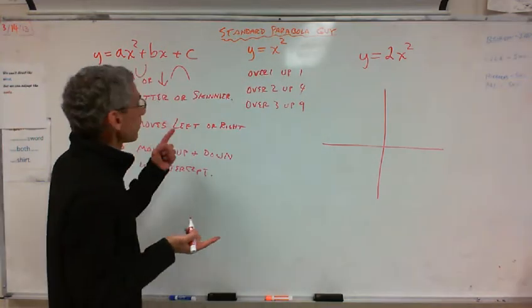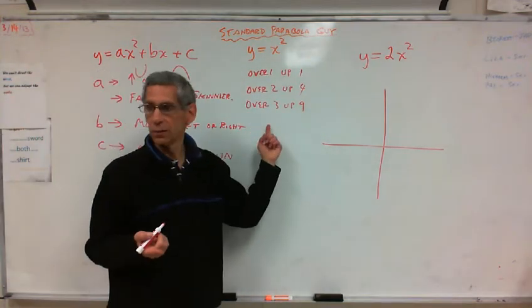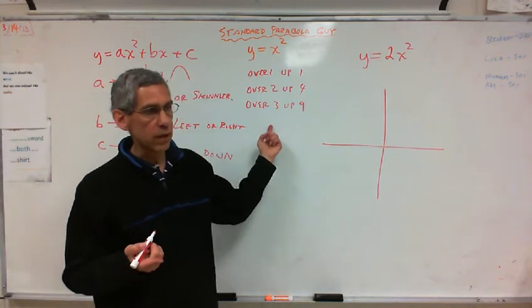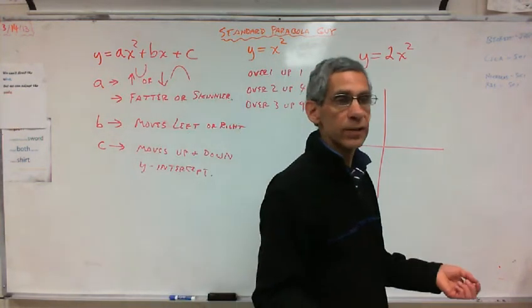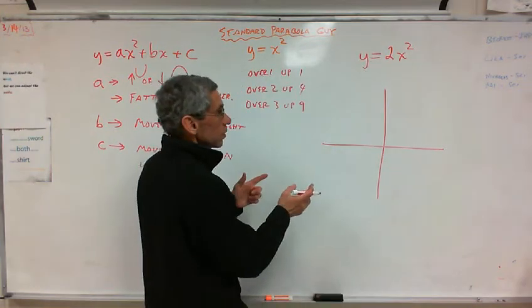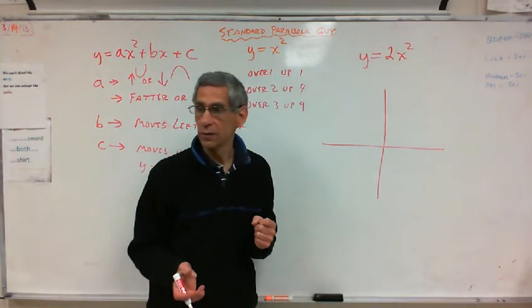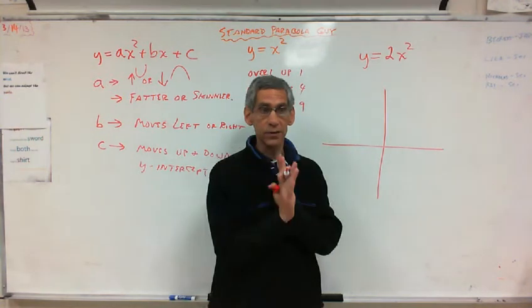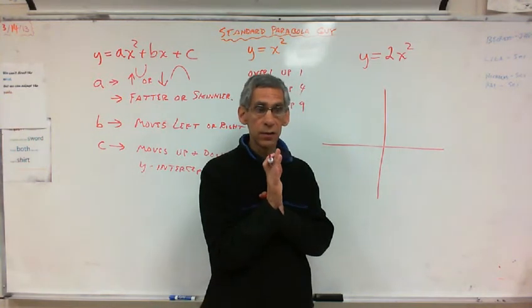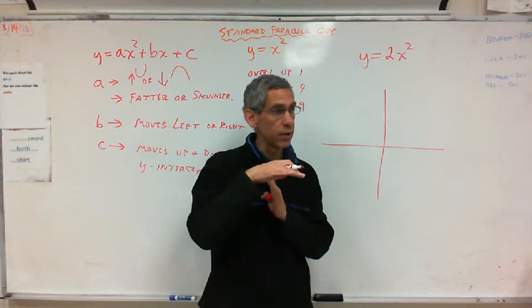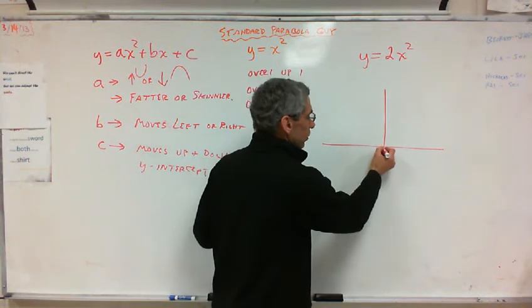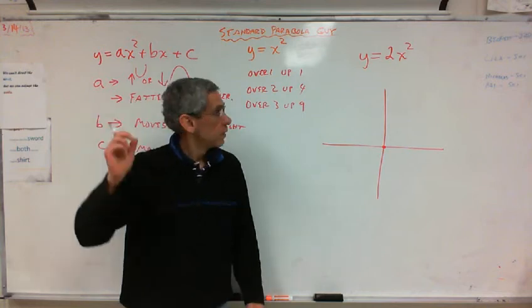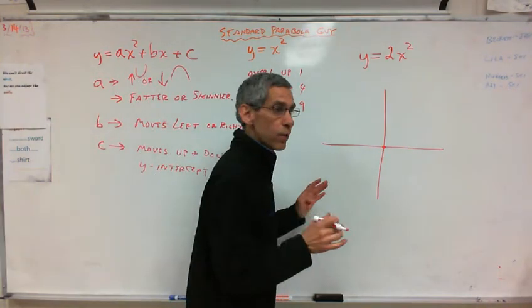As long as you have memorized this, how many people have memorized this? Over 1, up 1, over 2, up 4, over 3, up 9, right? You memorized. Okay, so it's a piece of cake. Watch this. First of all, where's my vertex? Is there a b? No, so I'm on the y-axis. Is there a c? No, so c is 0, so I'm at 0, 0. That is my vertex right there. You with me? Now, this is the cool part.